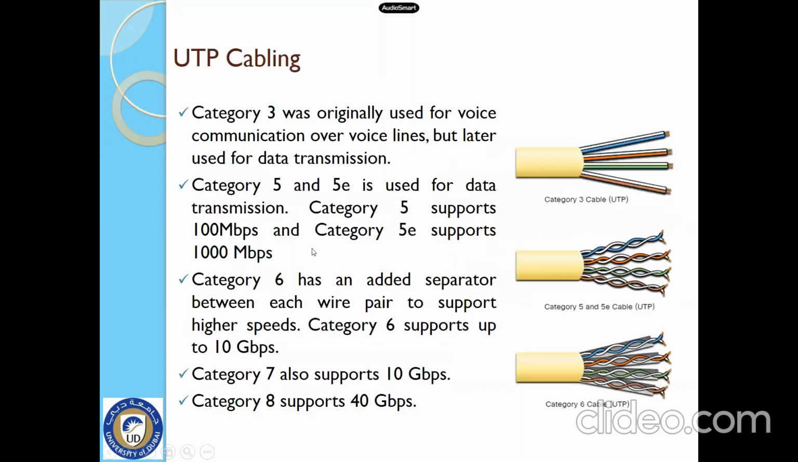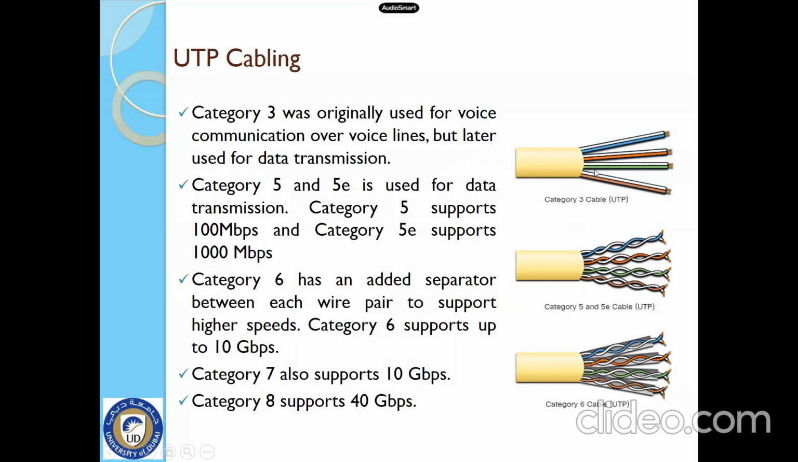Okay. Now the cabling. So we have category 3. It was originally used for voice communication over voice lines, but later used for data transmission. So this is the category 3. Now here notice they are not very twisted, and they're represented by a straight line, but they are twisted pairs. And it's unshielded, all of them are unshielded twisted pair.